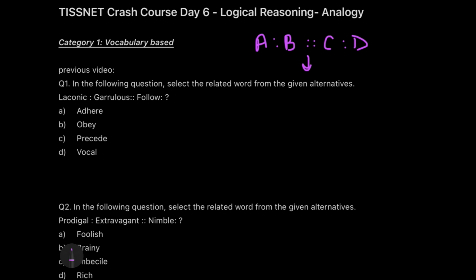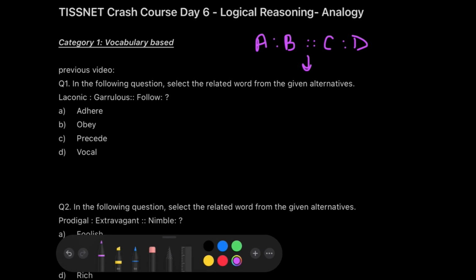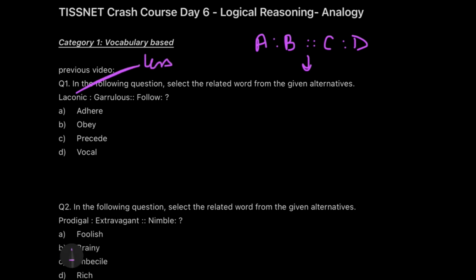So laconic, what do you think laconic means? Laconic is a person who uses very few words to convey much of the information. Very less talkative, we can call a person who speaks less. Garrulous, on the other hand, is a person who is fond of talking. He is a talkative person. So therefore we can now understand that laconic and garrulous are antonyms of each other.